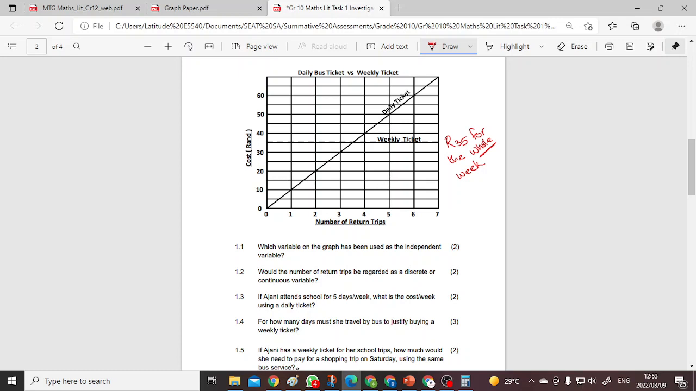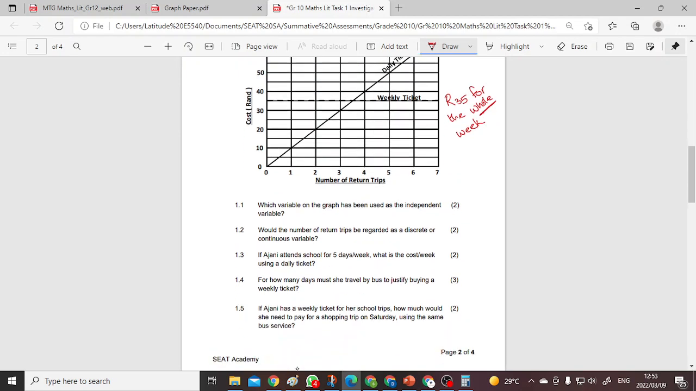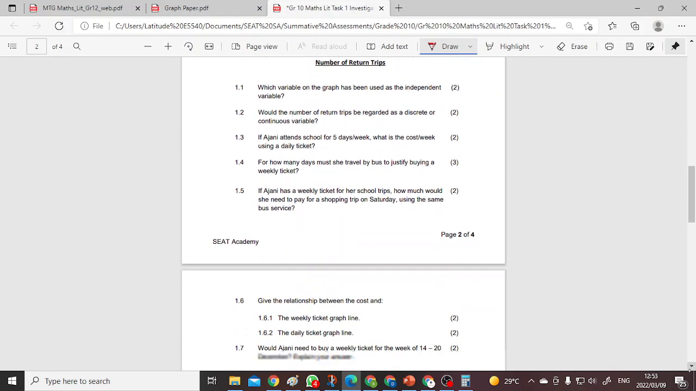If you think it through, if I pay 35 Rand for the whole week, whether I travel on a Monday, a Sunday, a Saturday, or a Tuesday, I just pay 35 Rand. So they say here, she has a weekly ticket for her school trips. How much would she need to pay for a shopping trip on a Saturday? I think I answered that question by not answering it. That is 1.5. Let's look at, I think there were another 2 questions.